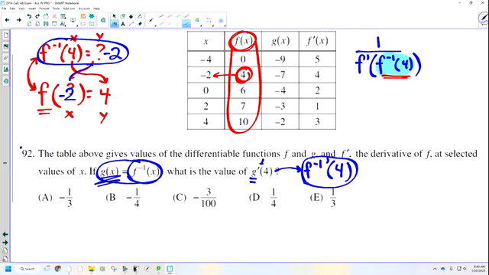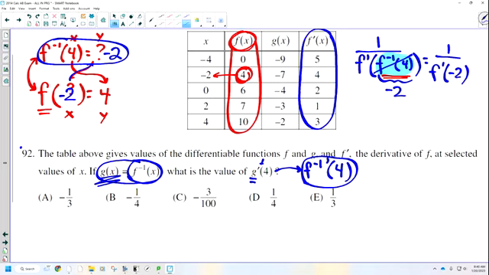So -2 is going in right here. Now I just want 1 over the derivative of f at -2. Here's the derivative of f. When x is -2, it happens to be 4. So it's 1 over 4. Oh, goodness, great. I love having nice, simple problems to do. I really do.